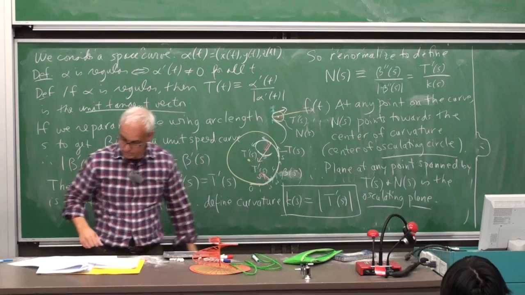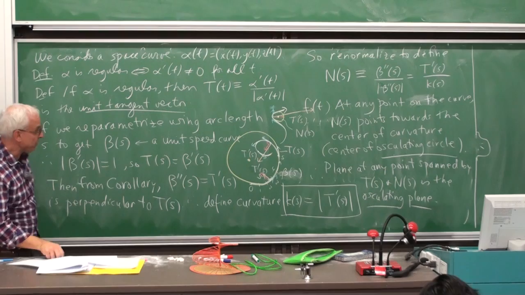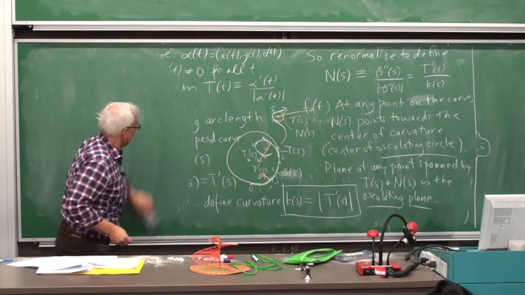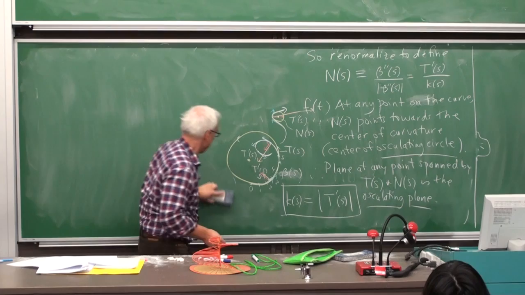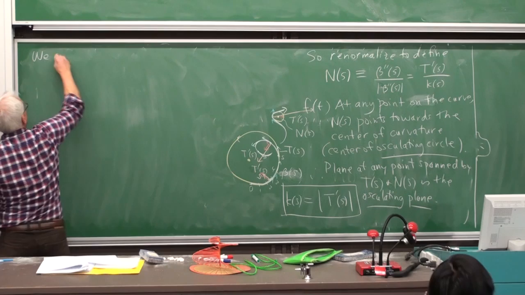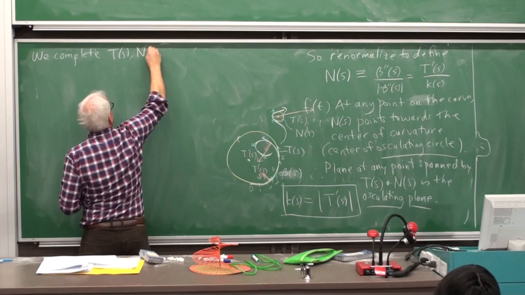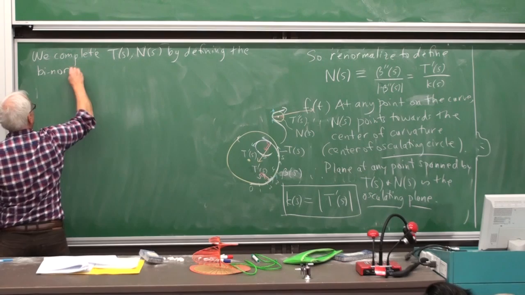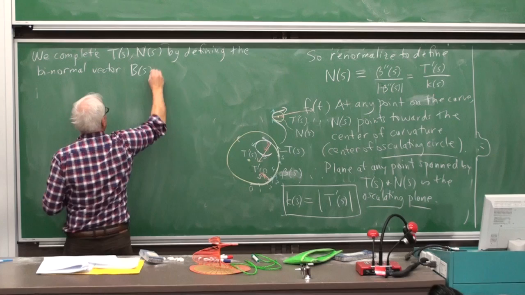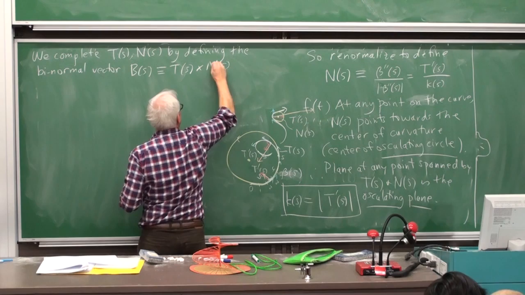All right, so we're doing well. We've got two out of three, but we don't want to stop here. We want a third vector to complete our set. Maybe I'll leave this diagram here. All right, so we complete T of S, N of S by defining the binormal vector B of S, which is T of S cross N of S.